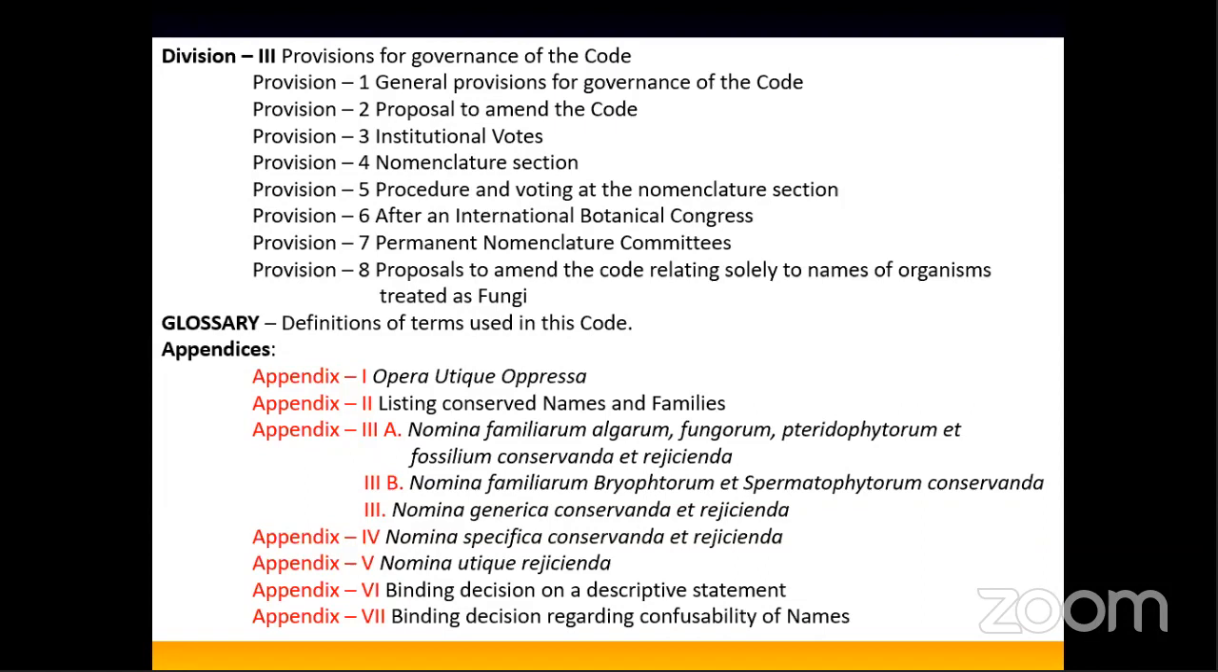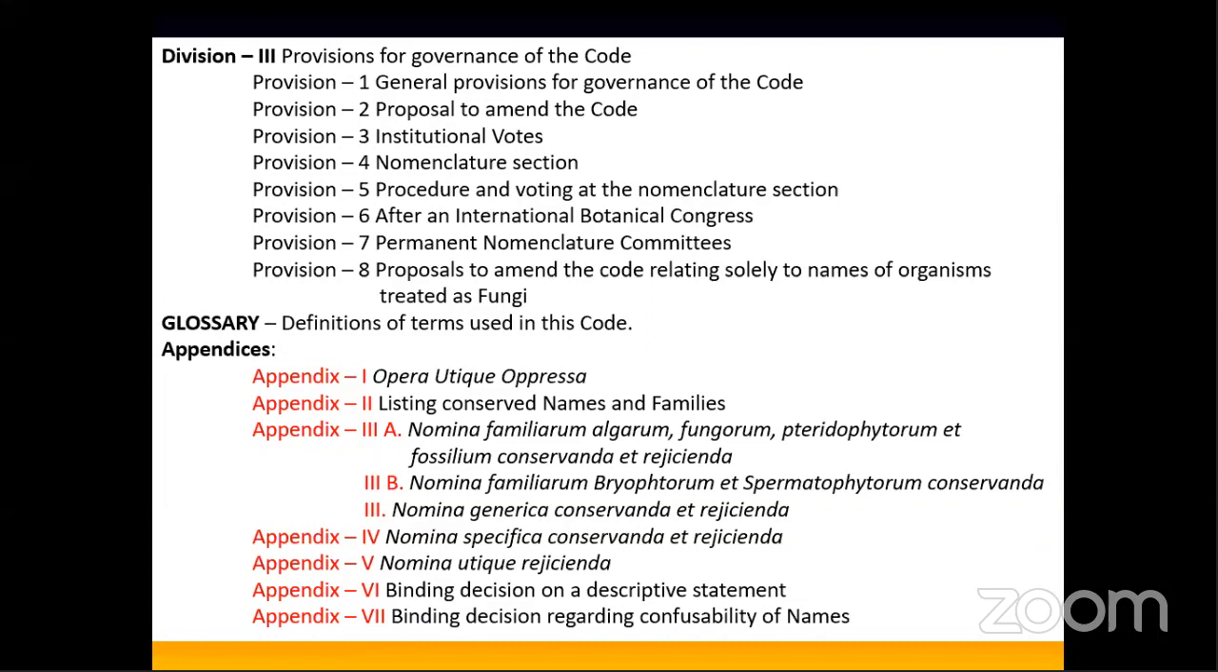Provision 3 is institutional votes, that is, every institution has to be voted in the conference. What are the rules governed for this? So provisions they have given. And provision 4, nomenclature section, several committees are there under the nomenclature section. What are the committees? What are their role? Everything has been given in the provisions.